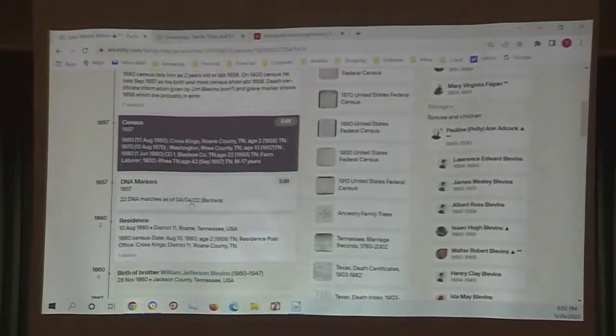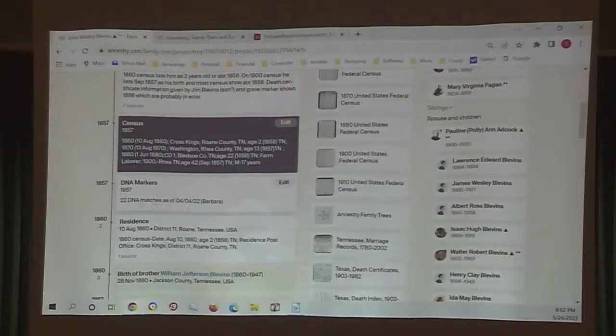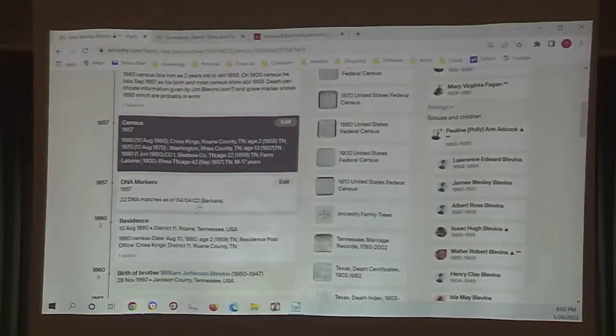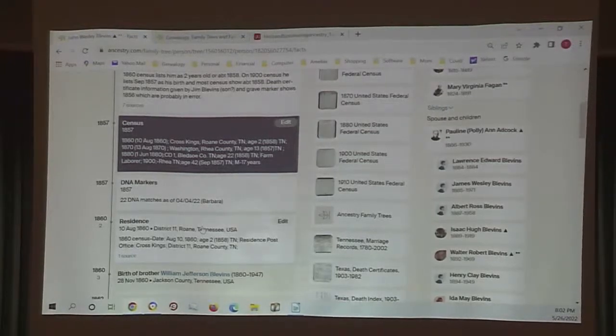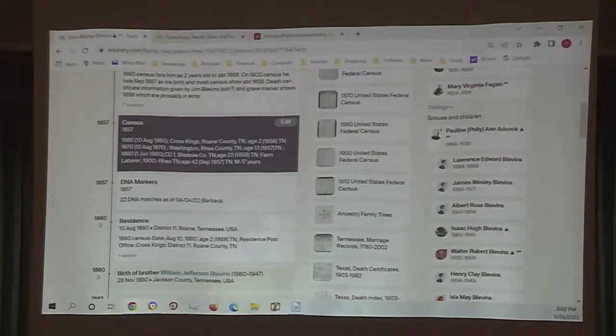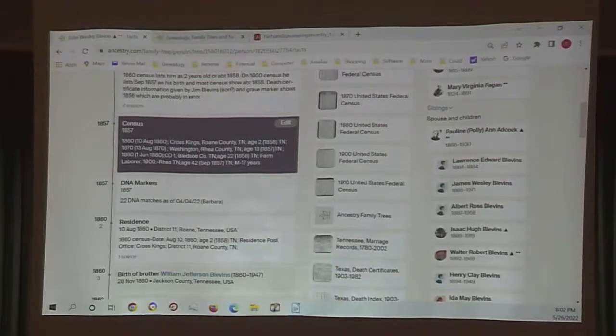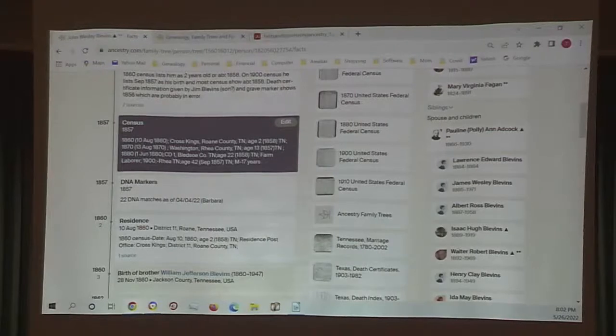Okay, and I also, again, have the DNA marker. And here's where I said 22 DNA matches as of 4/4/22. Barbara's my mother. So I used her DNA to do that, and I used 1857 to make it stay up near the top of the record. Does that make sense? Okay.